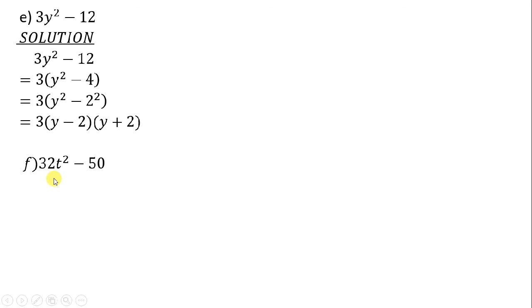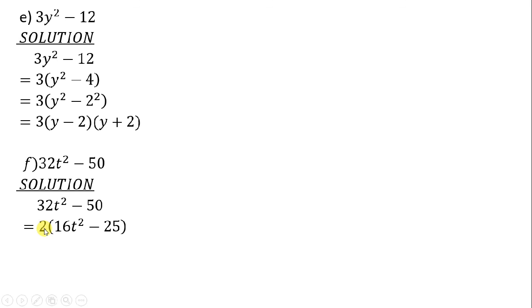Question F. Factorize completely. We have 32t squared minus 50. Before you factorize, you have to make sure that you remove the common factor. What is common between 32 and 50 is 2. So we are going to factorize a 2. When you factorize a 2, you are going to remain with 16t squared minus 25.